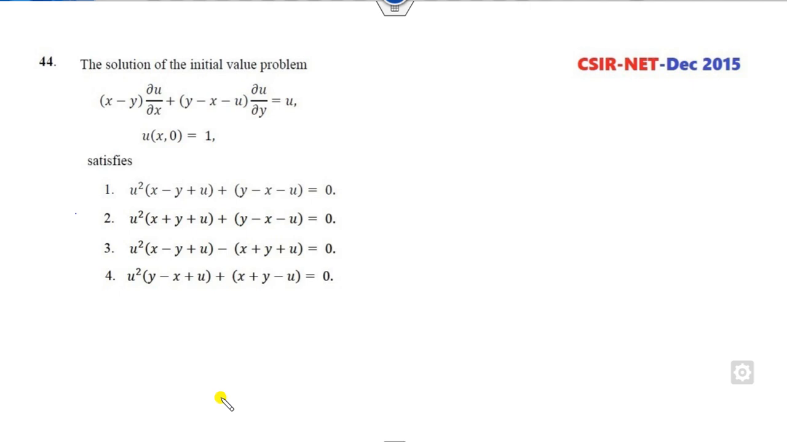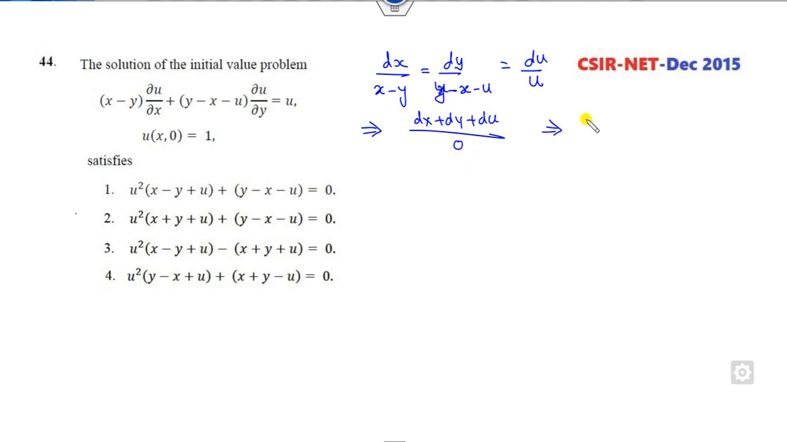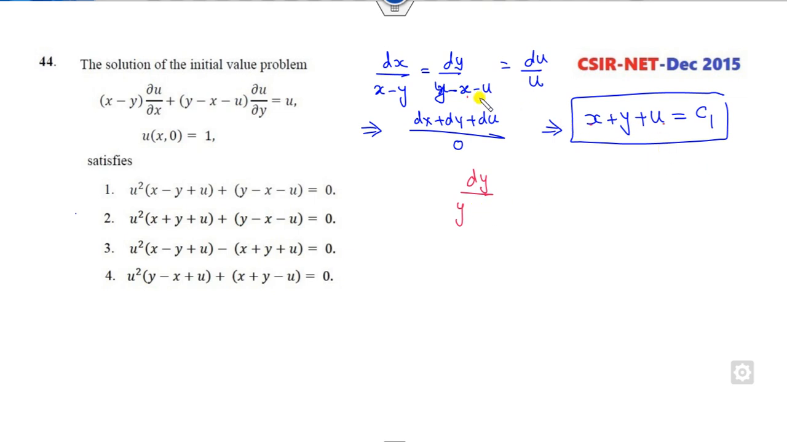Okay, now look at this option. Again, this is a very simple task. You can easily solve this problem. How can you solve? Again, I can write dx over x minus y, dy over y minus x minus u, and du over u. Now, if you clearly look, if I add them, this is zero. So what is the meaning of that? x plus y plus u is equal to one constant. Now I can substitute y, this is x plus u, I can substitute here. So x plus u is c minus u. I can substitute here. So what will happen? x plus y, c minus y, c minus y, so it is of this.